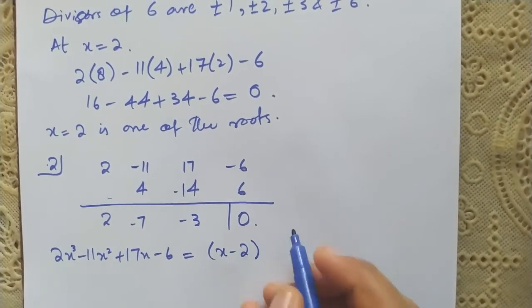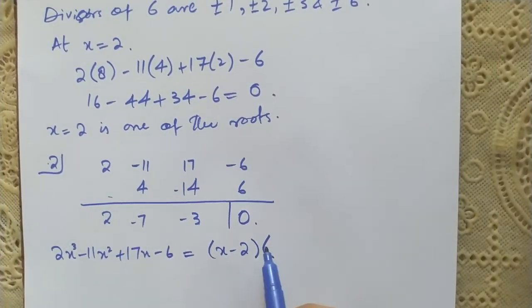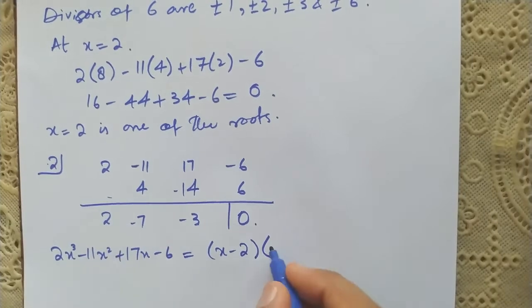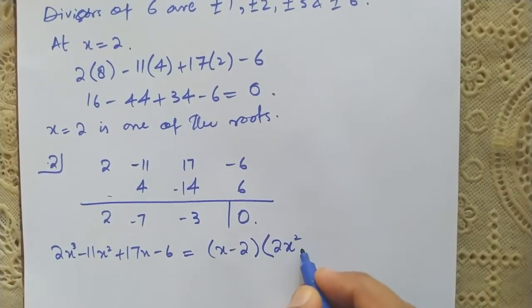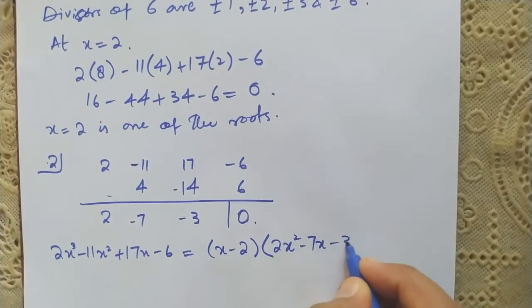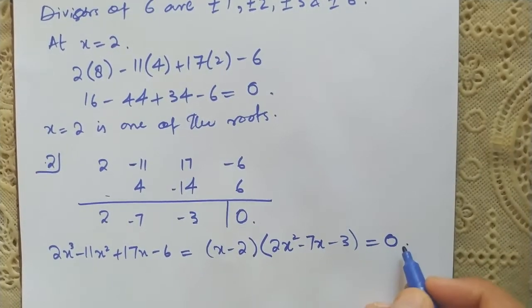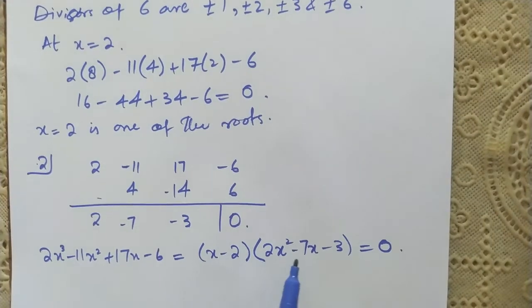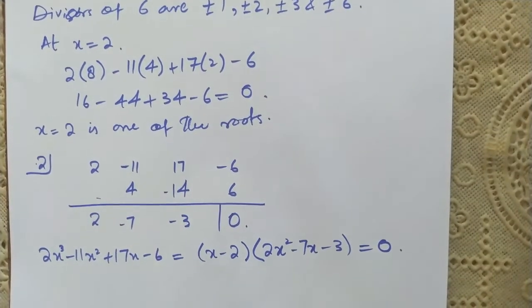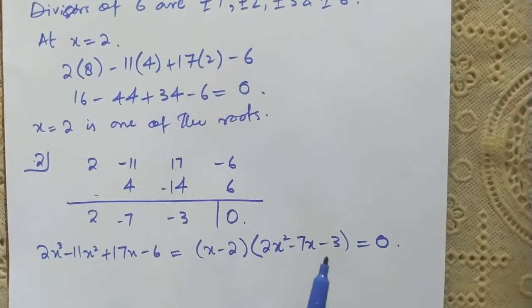And another factor is a quadratic polynomial whose coefficients are given. So the polynomial will be 2x square minus 17x minus 3, and you will equate this to 0. Now to find the other two roots, you are required to solve this quadratic equation. So you can solve this quadratic equation by using the quadratic formula.